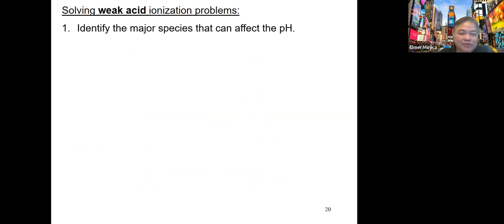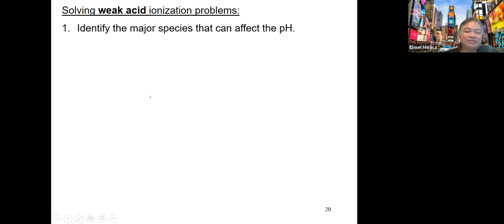Now let's go over what we call the rules that we have in solving weak acid ionization problems. This can also be applied with weak base. The difference is just the weak acid gives H plus while the weak base gives OH minus. In weak acid, once you get the H plus, you get the pH. In weak base, you get the OH minus, then the pOH, and then subtract it from 14 to get the pH. That is the difference between the two.